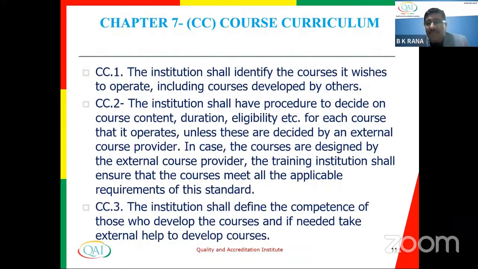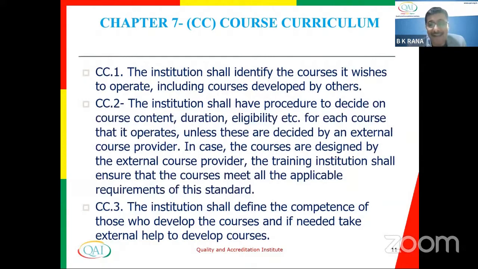Chapter 7 is course curriculum, and this is basically the technical part that gives credibility to specific training courses and what they are going to cover. So the institution identifies the courses it wishes to operate, including courses developed by others. So this is also related to the previous thing, the courses identified and the requirements for that. It's also related to what courses you are offering, right?